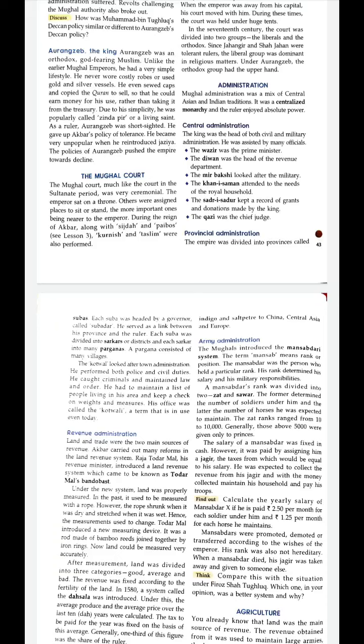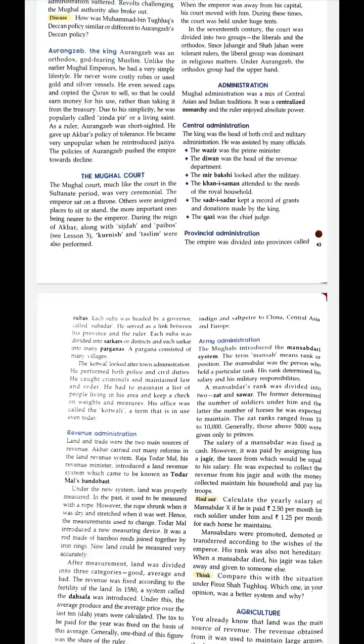Clear? Now the first is our central administration. The king was the supreme head who looked after both the civil and military administration, and the king used to be assisted by many officers. Let's see who those officers were. Clear? The first one was the wazir, who was the prime minister. Second, the diwan, who was the head of the revenue department. That means he was in charge of the revenue department. Other one, the mir bakshi, who looked after all the military affairs.